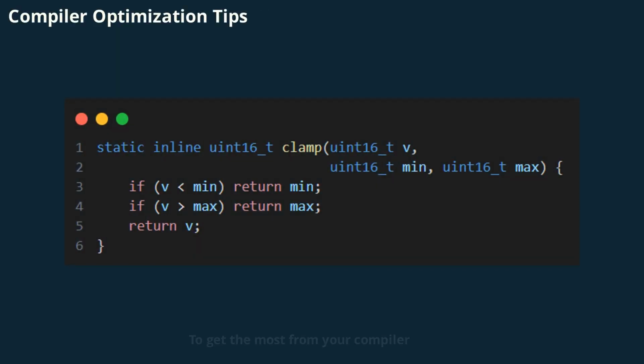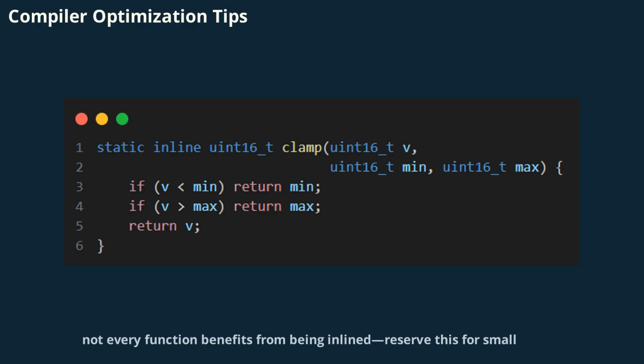To get the most from your compiler, use the appropriate optimization level for your project. Test your code with different settings to find the best balance between speed and size. Remember, not every function benefits from being inlined. Reserve this for small, frequently called routines where the overhead of a function call is significant.